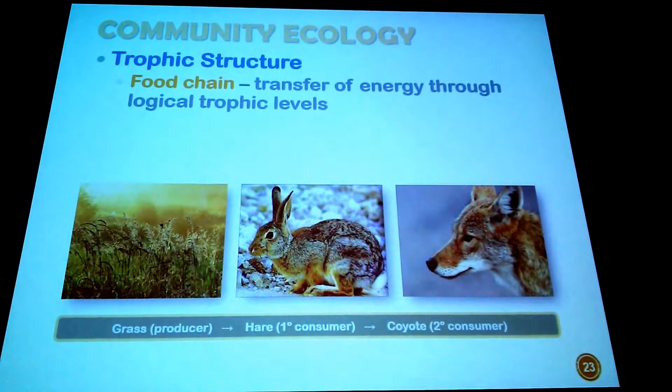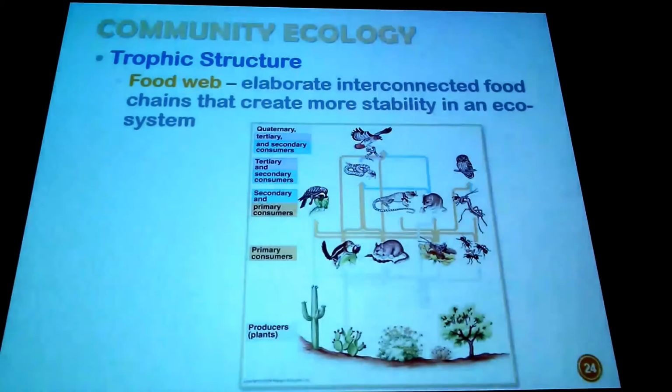They're wrong. I've had friends tell me, I don't know what the deal is with all the polar bears and this global warming. They've got all those penguins to eat. So it's got to be logical. It's got to make sense. A food web. Food chain. A lot of food chains together, you get a food web. Elaborate interconnected food chains to create more stability in an ecosystem.